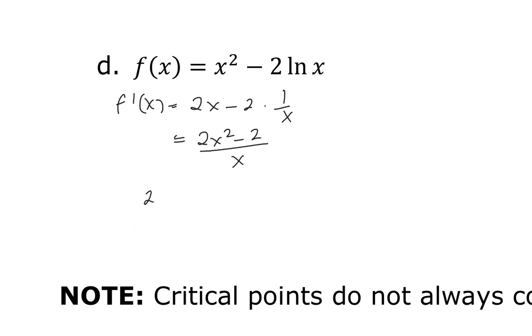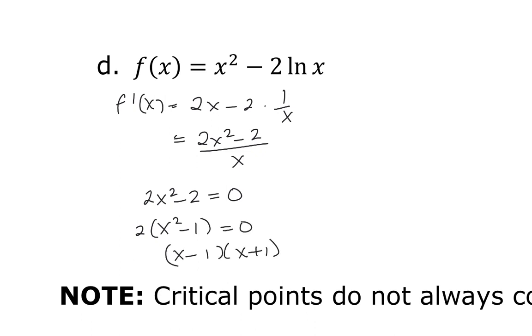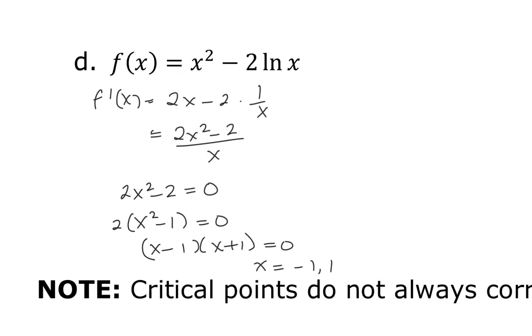So I set this equal to 0, and the only thing that is going to come into play is the numerator, because if I were to multiply both sides by x, the denominator is not part of the conversation. If I factor out a 2, I have x squared minus 1 is equal to 0. So I have x minus 1, x plus 1 is equal to 0. So my critical points are at negative 1 and 1.